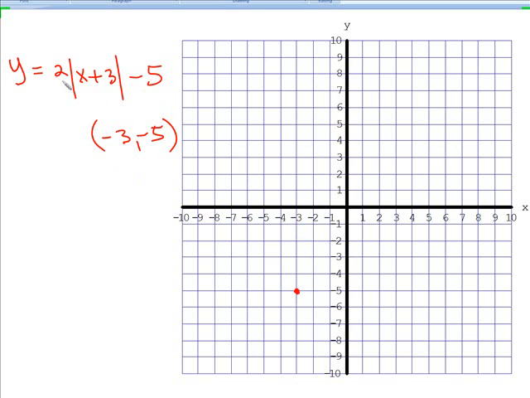And then since we could use the shortcut method, we just look at the a value. If it's positive 2, that means you would just move over 1 and up 2. And then you can move over 1 and go up 2 again. You can actually just keep on repeating the process to get more points if you want. And you would do the same thing on the left side. Over 1, up 2. Over 1, up 2. And then we would get our V. So we've just graphed our absolute value function.